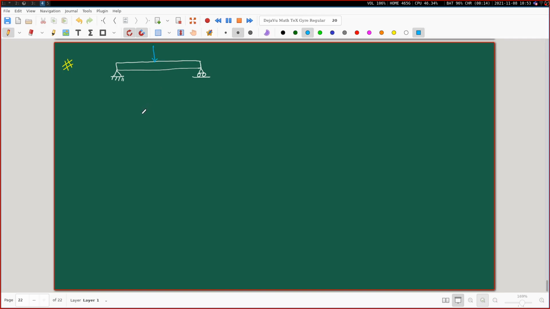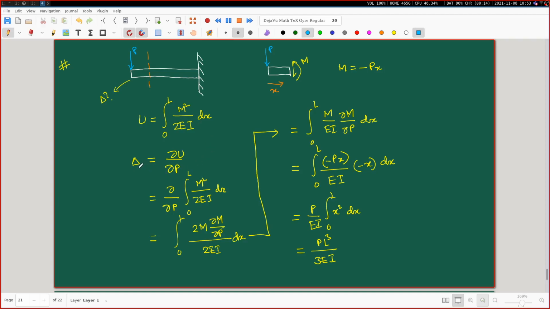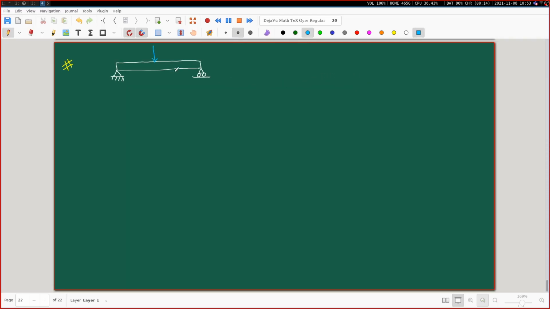All right. So just take a look at the previous problem. We have to start with delta equal to integration 0 to L, M by EI del M del P dx. Basically, this is our idea. Even before that, we have to know what the expression of M is. The only issue now is that there are two segments to our problem: from 0 to L by 2, and L by 2 to L. So perhaps you can consider a cut section here, and then a cut section here. Tell me what the reaction forces at the two ends are. If this force is P, they are P by 2. So there is no doubt. You can do these things simply. You just draw a thing like this.